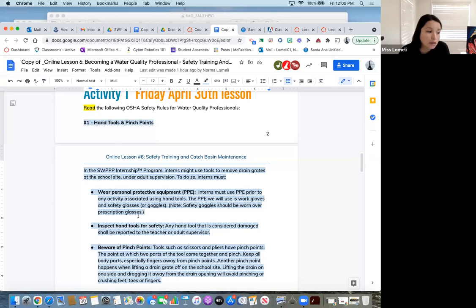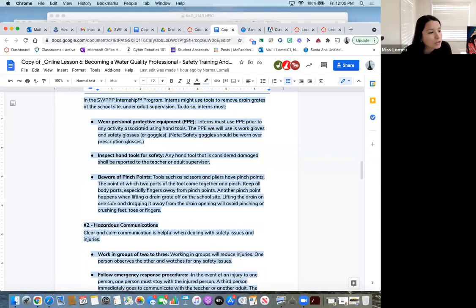Okay. Wear personal protective equipment, PPE. Interns must use PPE prior to any activity associated with using hand tools. The PPE we'll use is work gloves and safety glasses or goggles. Note, safety goggles should be worn over prescription glasses. Now in the year of COVID, we all know what PPE is, right?